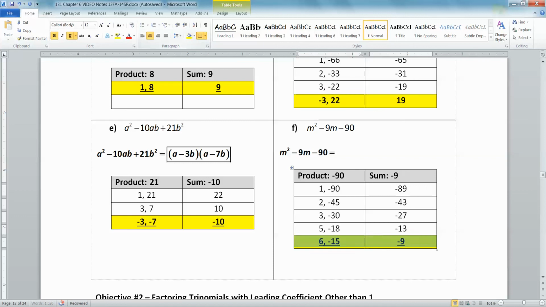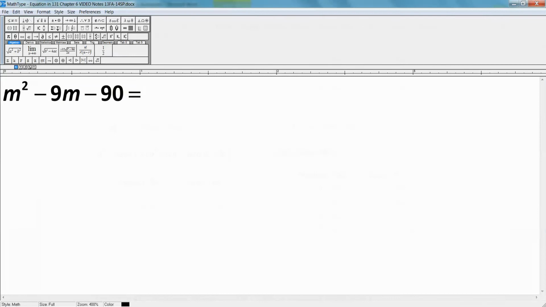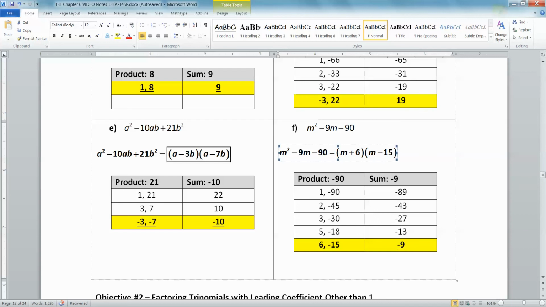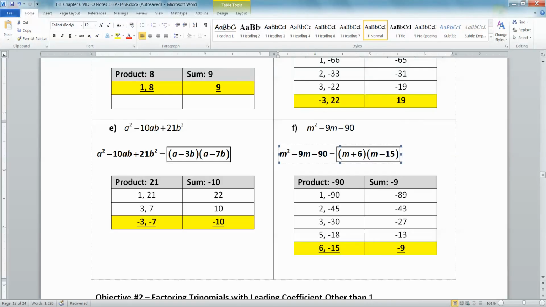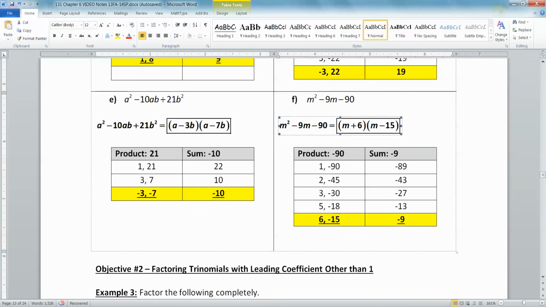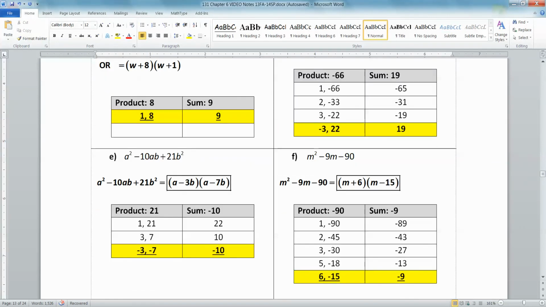It just took a while. So you just keep working your way up until you find the numbers. Once you pass each other, then you know you've gone too far, right? So this is m plus 6 times m minus 15. Oops, why do I keep forgetting to box that? There we go. All right, we're all done with the leading coefficient 1, and we'll come back for harder ones when it's not 1.